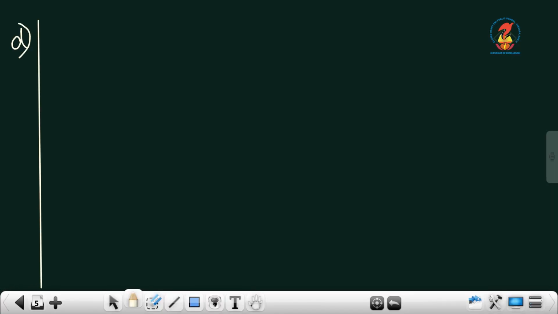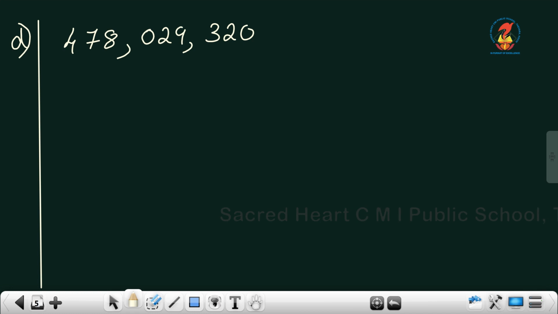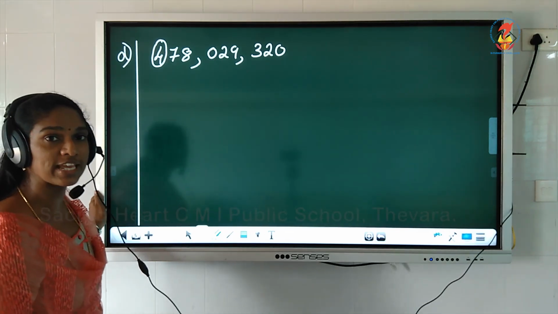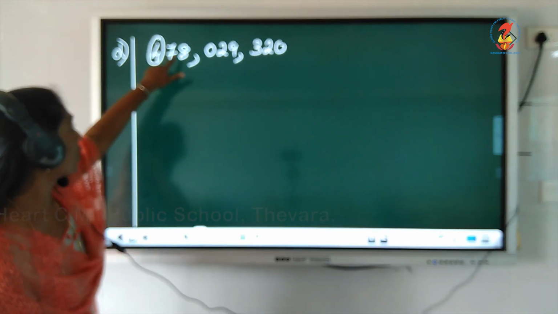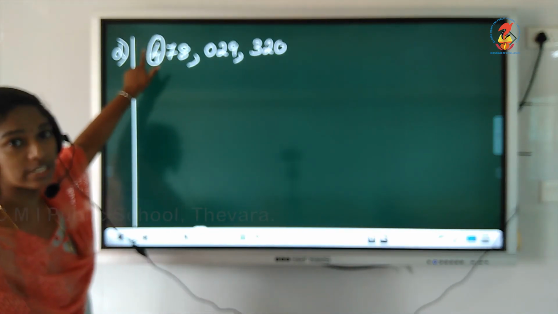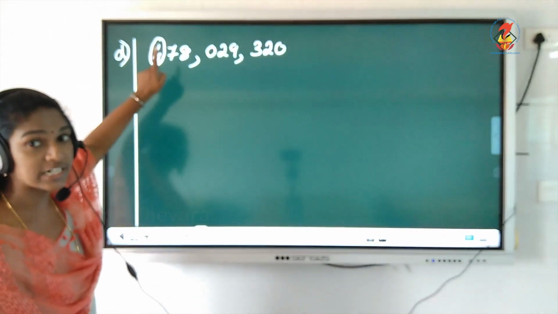Question D. 478,029,320. And here they have circled the number 4. So children, 4 comes in which place? This is the millions period. 1 million, 10 million, 100 million. So 4 is coming in the 100 millions place.